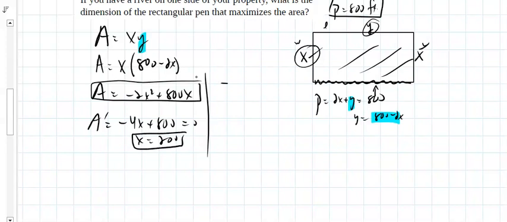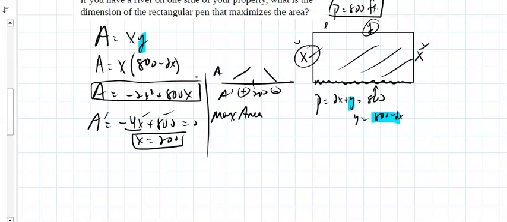I'll do my testing to ensure. There's 200, there's a prime, and there's a. If I pick a point to the left of 200, say 1, negative 4 plus 800 is positive. And if I pick a point to the right of 200, say 201, that will be negative 804 plus 800, that's negative 4. So we have a maximum area.